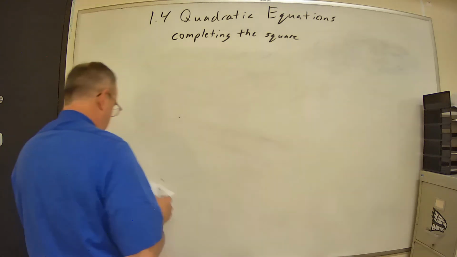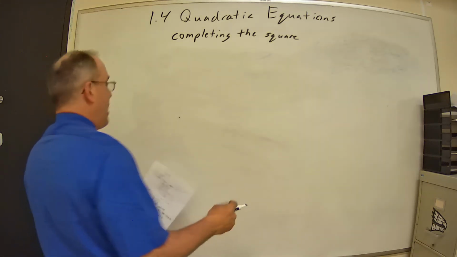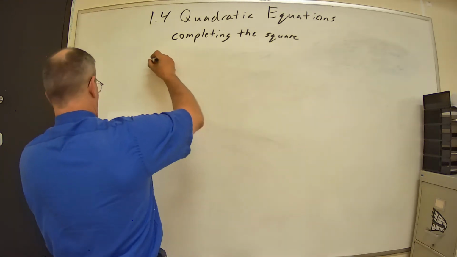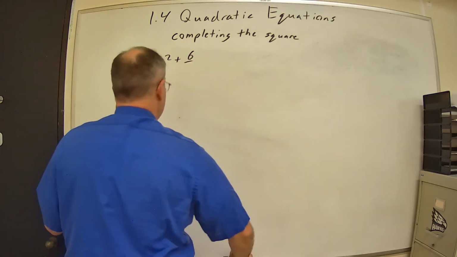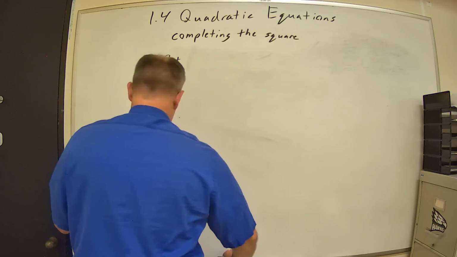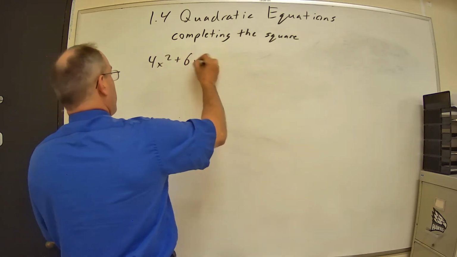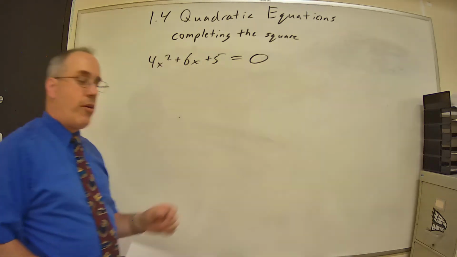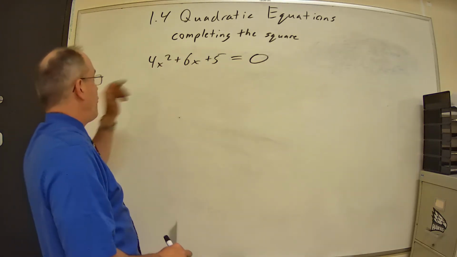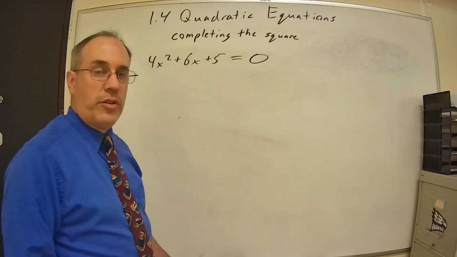We're going to take a step further, and we're going to have one that does not have a leading coefficient of 1. What if we have 4x squared plus 6x plus 5 is equal to 0. Okay, so 4x squared plus 6x plus 5 is equal to 0.